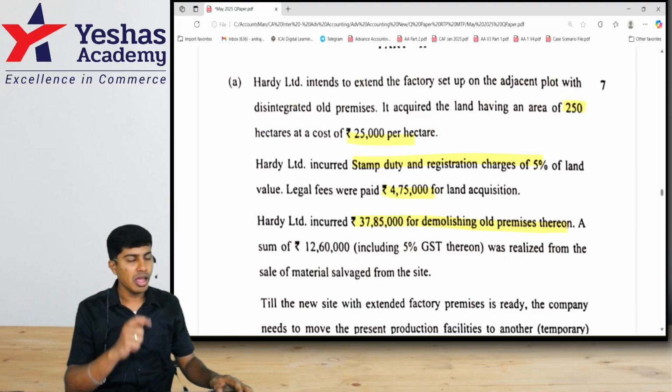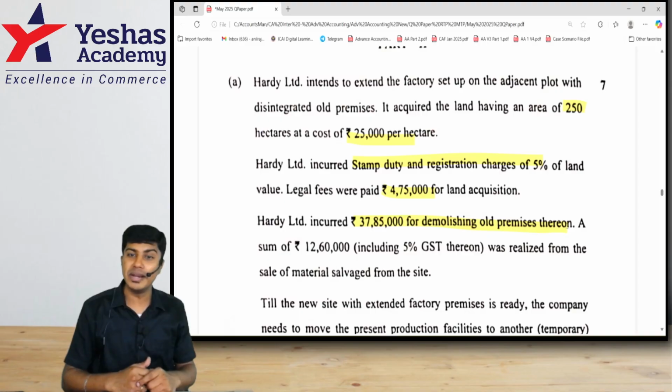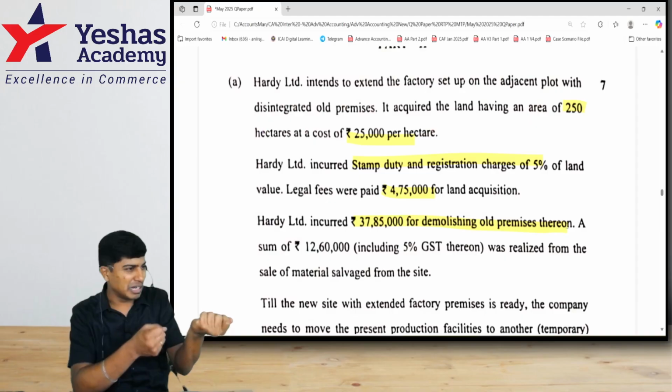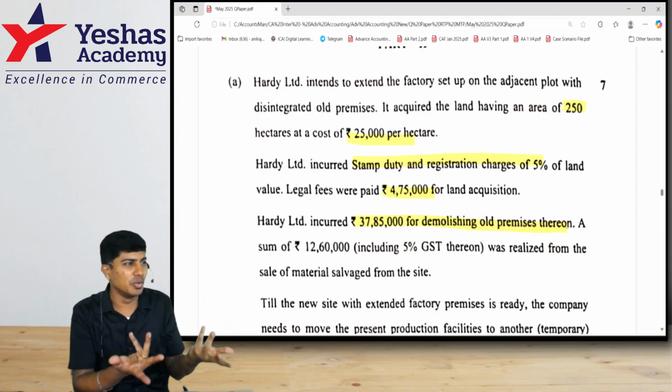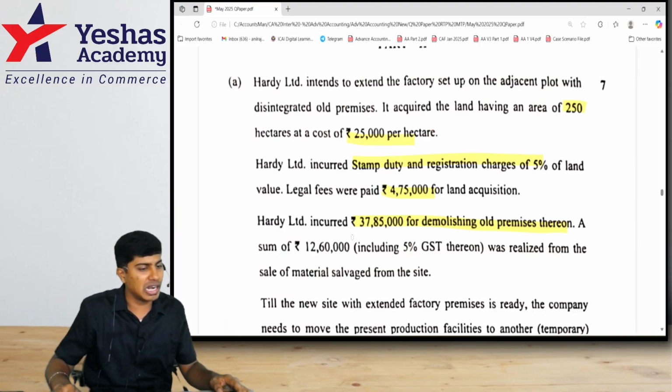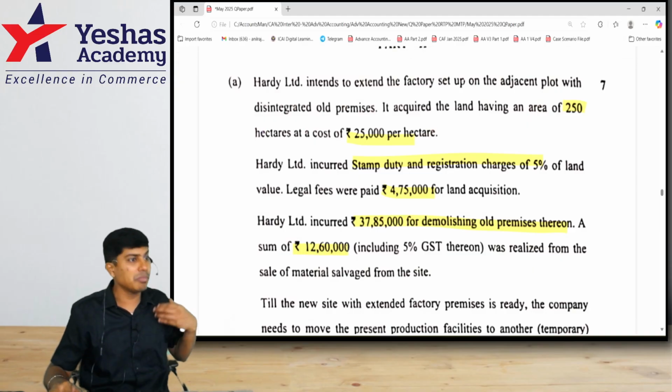37,85,000. But when I demolish that, there will be a lot of debris, that broken brick, metal and all of that. What will I do with all of that? I give it to Gujri uncle. When I give it to Gujri uncle, he gave me 12,60,000 rupees.